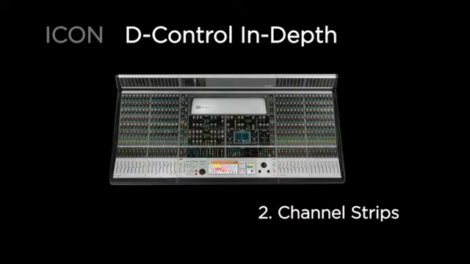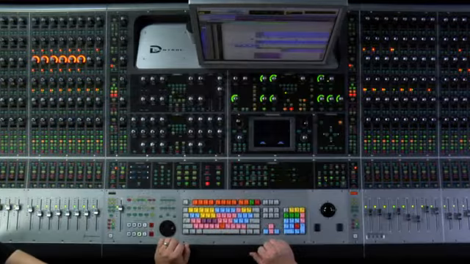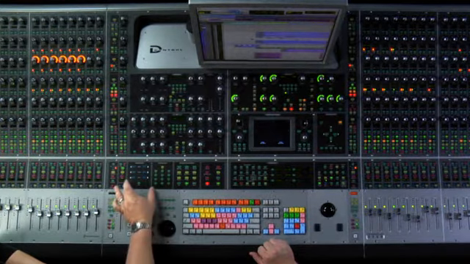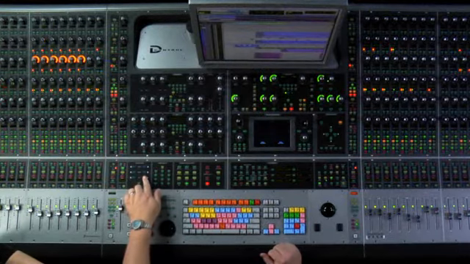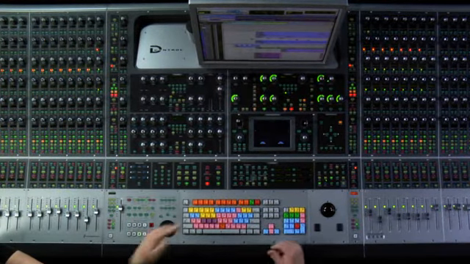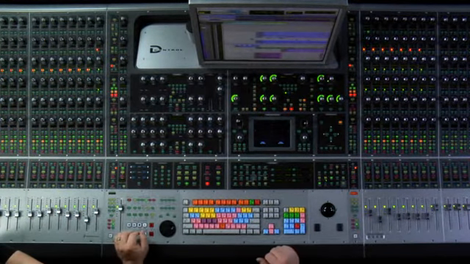All right, let's talk about navigating around the console, looking at channels, for instance. To do that, we'll come over here to our bank and nudge buttons in the main section. This particular session is 64 faders wide. With the bank buttons, on the first page, we're looking at channels 1 through 32. If I bank to the right, we then switch and look at channels 33 through 64.